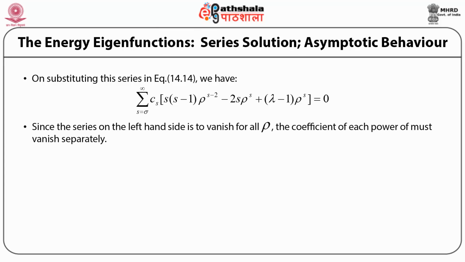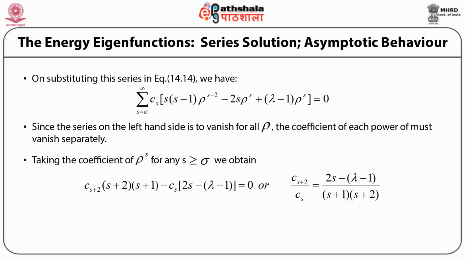is equal to 0. Since the series on the left hand side is to vanish for all rho, the coefficient of each power of rho must vanish separately. Taking the coefficient of rho raised to power S for any S greater than or equal to sigma, we obtain Cs plus 2 into S plus 2 into S plus 1 minus Cs into within the square brackets 2S minus within the brackets lambda minus 1, square brackets close, is equal to 0. Or I can rearrange the equation to obtain the ratio of Cs plus 2 to Cs is equal to 2s minus within the brackets lambda minus 1 divided by s plus 1 into s plus 2.